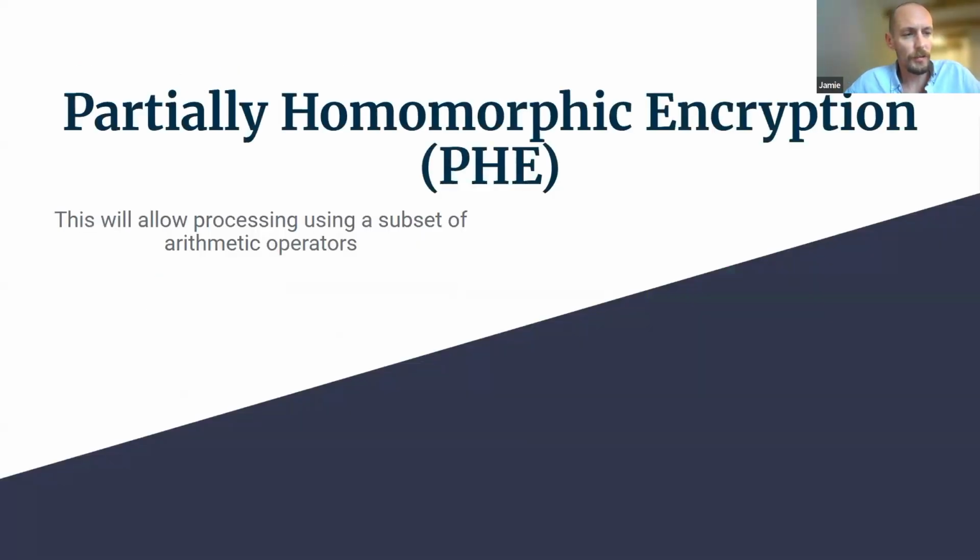Okay, so there's a few different types of homomorphic encryption, and the main two types are partial homomorphic encryption and fully homomorphic encryption. So I'll start off by discussing partial homomorphic encryption, which is basically a more simple version or an earlier generation of homomorphic encryption.